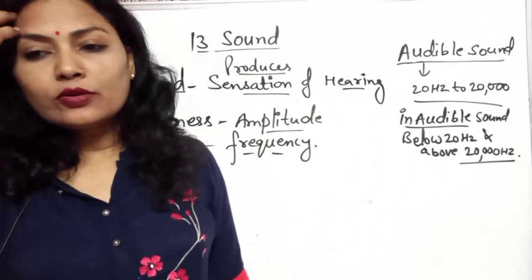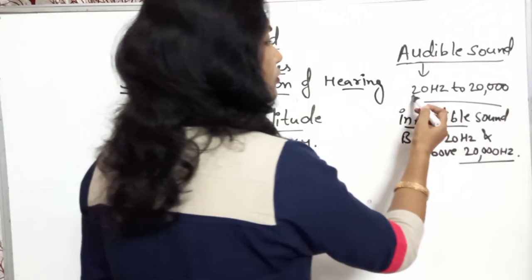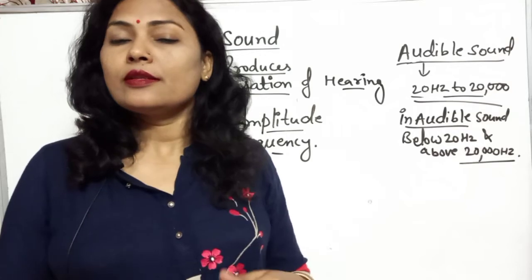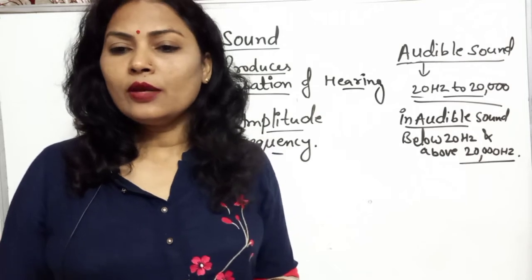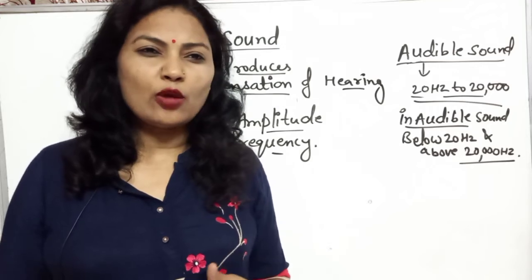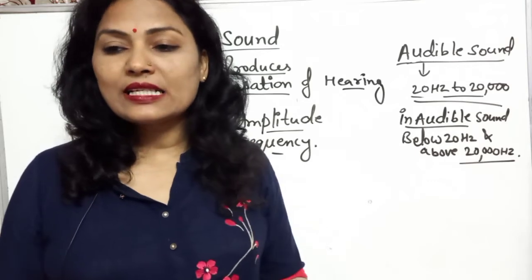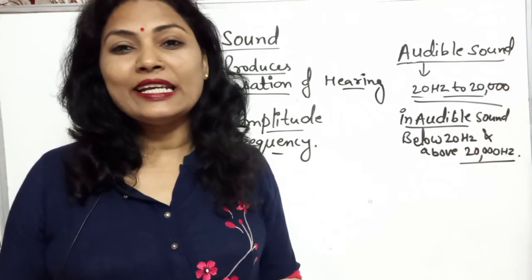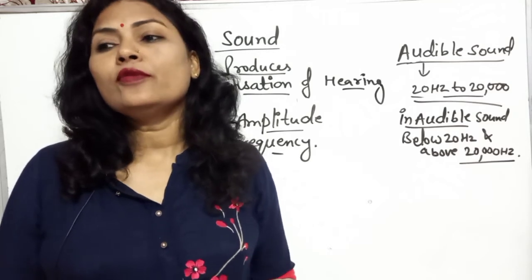Now next, you know that the audible range of human beings is 20 hertz to 20,000 hertz. This is the audible range. Audible means the sound which we can hear, and inaudible means the sound which we cannot hear. And if constant noise pollution is taking place, then it will cause high blood pressure, lack of concentration, fatigue, nervous tension, and temporary or permanent deafness also. So these are the harmful effects of sound.